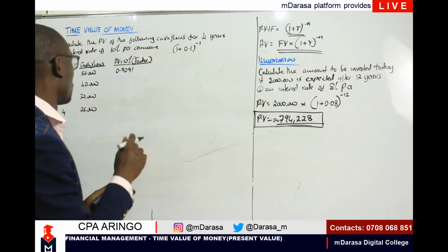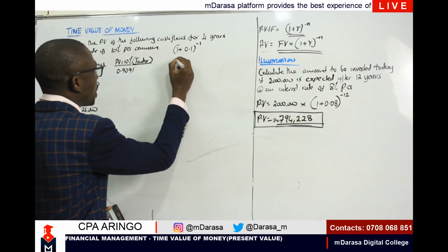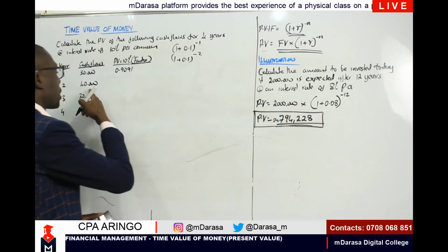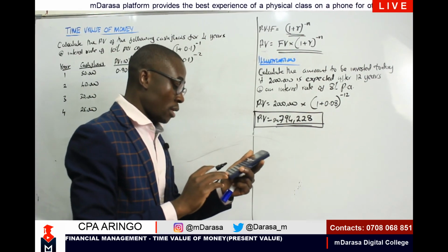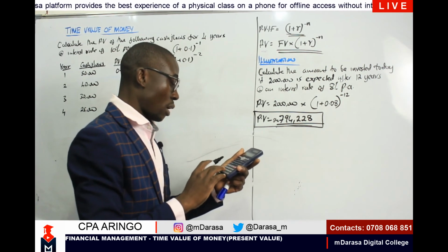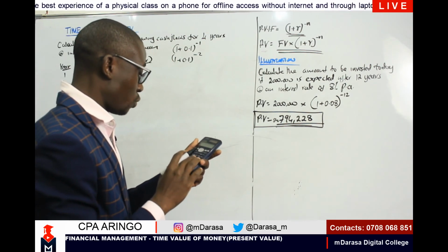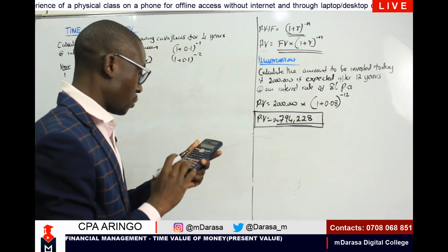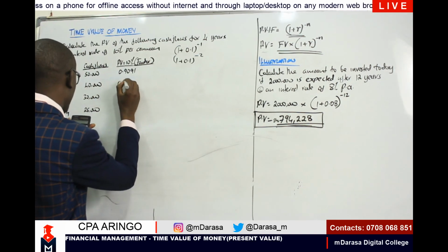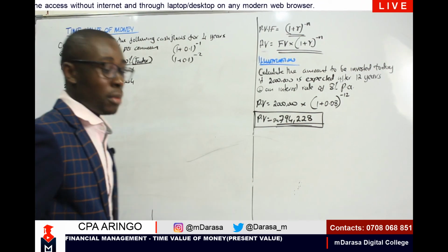Or alternatively, first of all, let us determine the second one first, so that we should not mix it up. The second period will have 1 plus 0.1 raised to power negative 2. We're looking at the second year, right? So I'm having 1.1 raised to power negative 2. So I'm having 0.8264, believing that we're getting the same things.